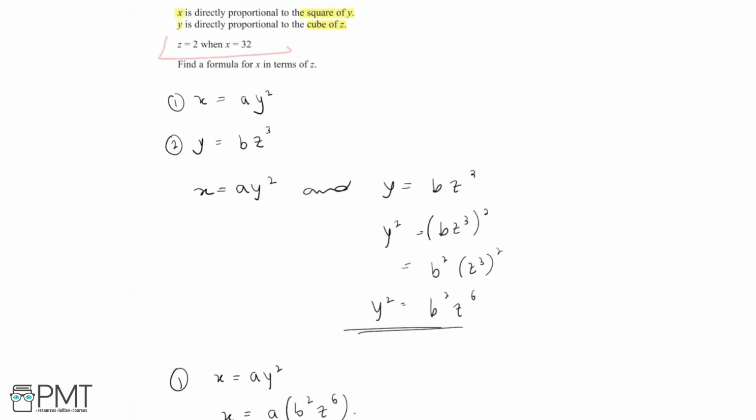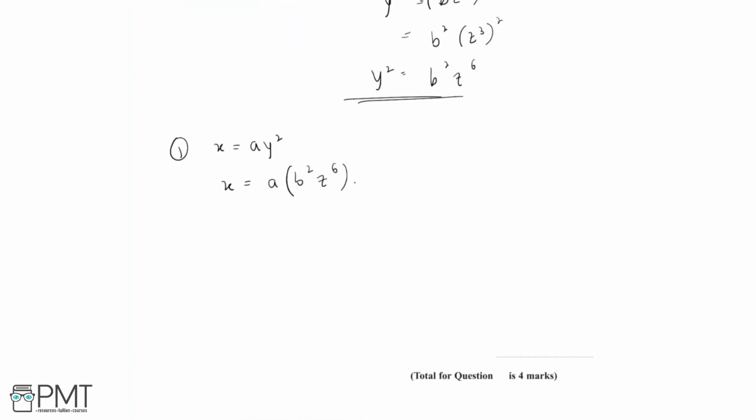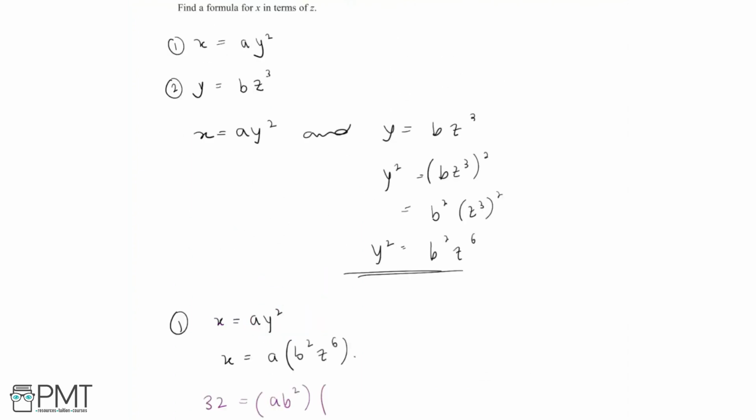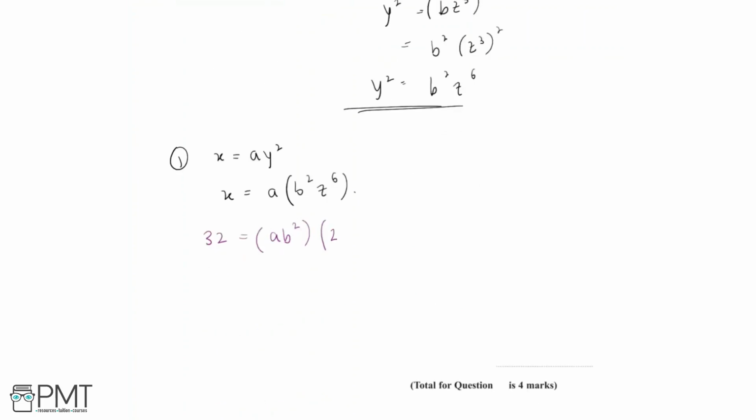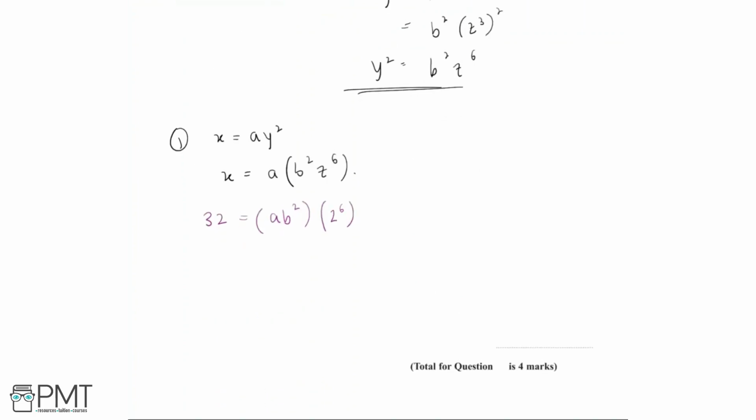And so we're going to use the fact that z is equal to 2 when x is equal to 32. So we know that x is 32, a b squared stays the same, and z is equal to 2, so we have 2 to the power of 6. Now we know that 2 to the power of 6 is equal to 64, and so 32 is equal to a b squared multiplied by 64.